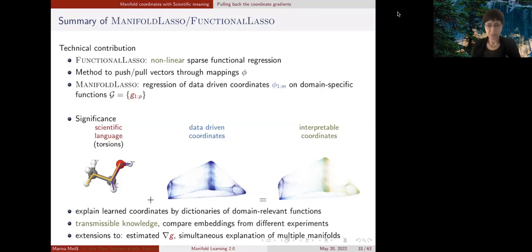A good time for questions, because I'm about to start on the second part of this research.